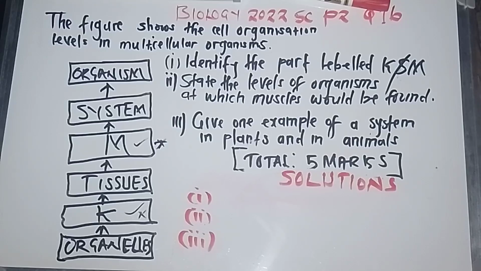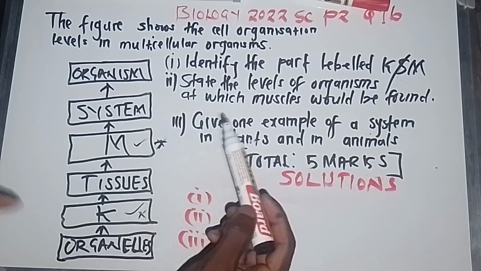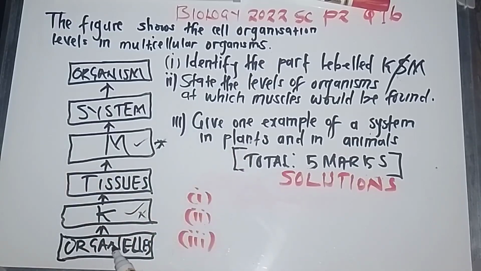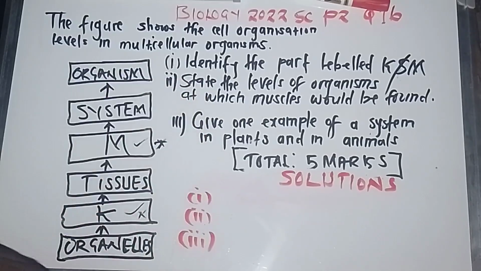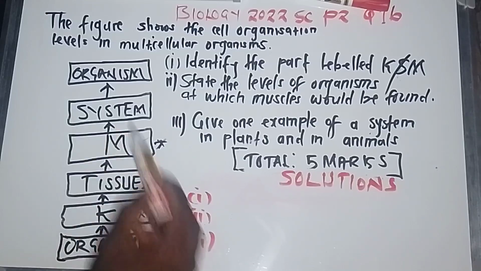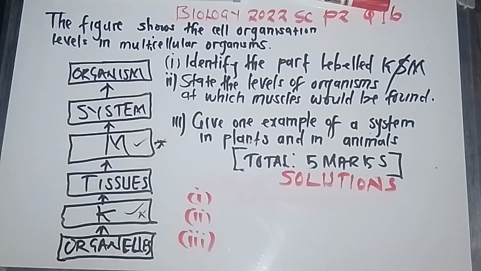When we talk of cell organization levels, we're just talking about how cells organize themselves so that they can make up an organism. That's why, if you can see, these arrows are pointing upward, and this simply means that the organization is coming from this level to this level. So an organism is the last level, the most complex level. After cells have been organized, they make up an organism, which is you and me.